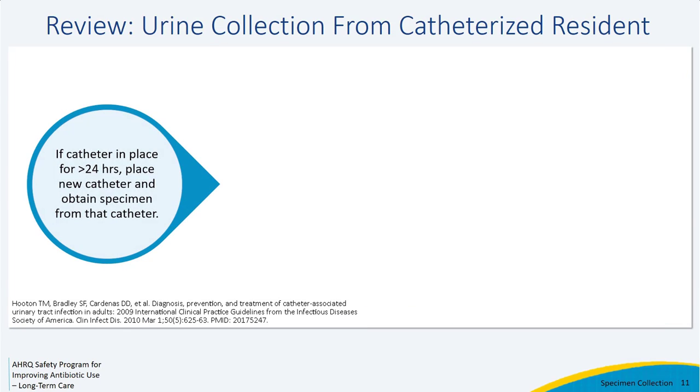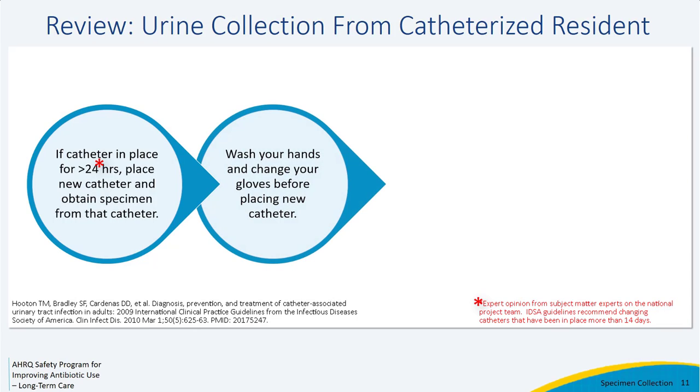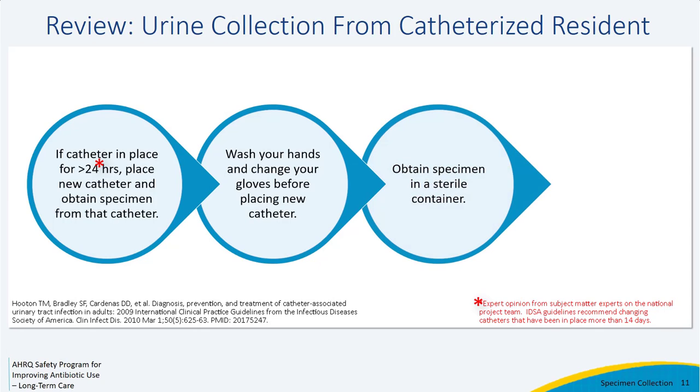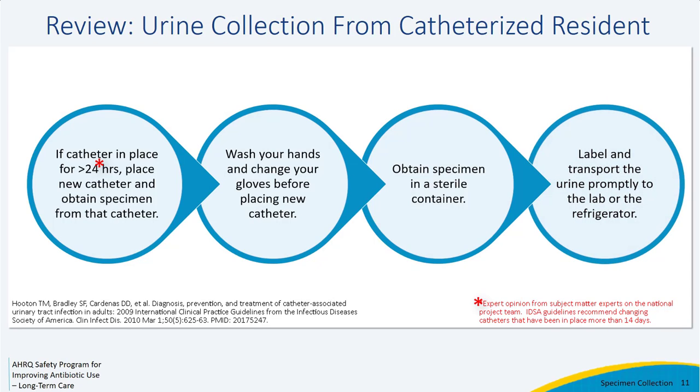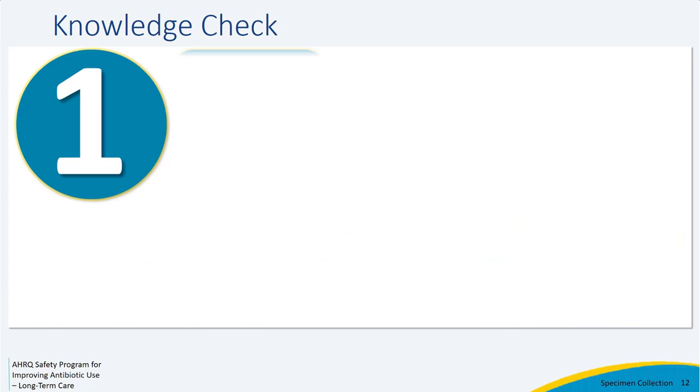Let's review the procedure to collect urine from a catheterized resident. If a catheter has been in place for more than 24 hours, we recommend placing a new catheter and obtaining the specimen from that catheter. Wash your hands and change to new sterile gloves before placing the new catheter. Obtain the specimen in a sterile container, and label and transport the urine properly to the lab or to the refrigerator.